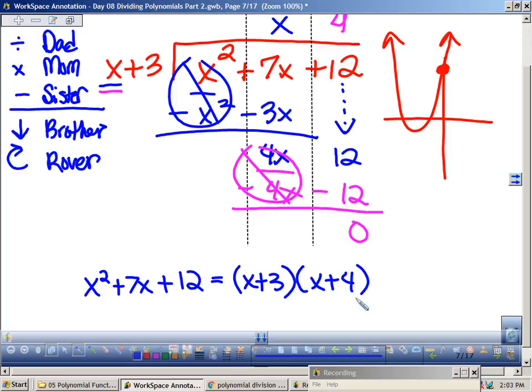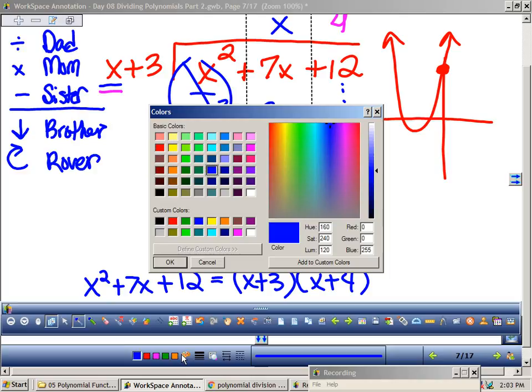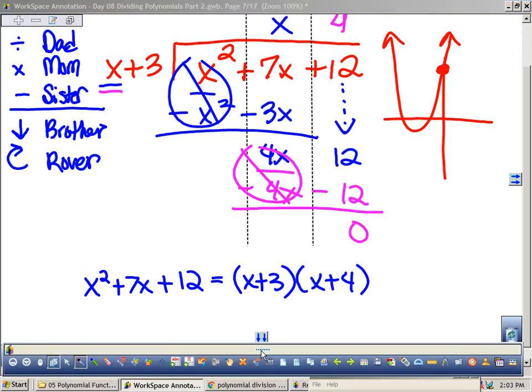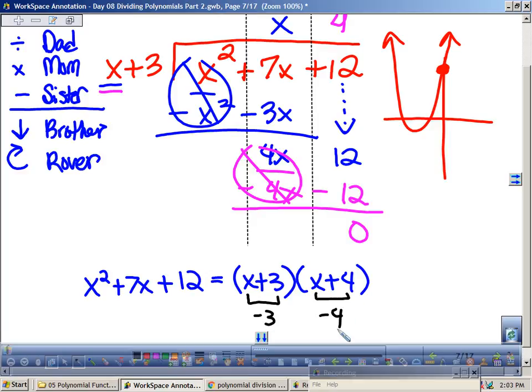Right? So these are, what did you say, Allison? They are the zeros. So my zeros are -3 and -4, which is what I told you.